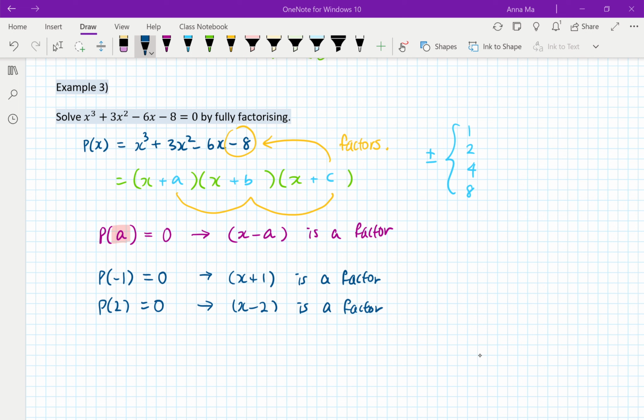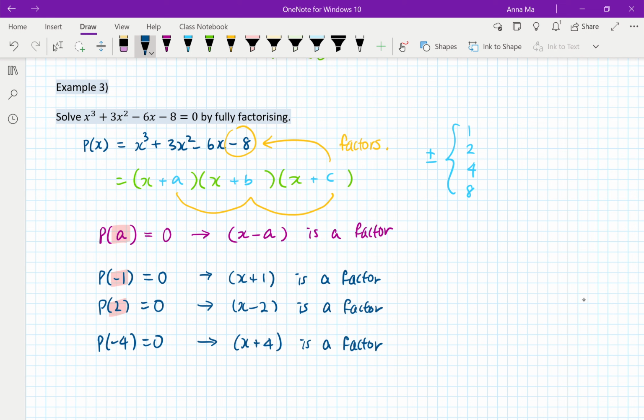Let's try -2. Nope. Actually, I can use a strategy here. I already know the two numbers are -1 and 2. If you multiply that, that gives me -2. And knowing that it has to be -8, I know the other one has to be -4. So let's try that. -4 straight away. Bingo. So I can see that P of -4 is equal to 0, suggesting that x plus 4 is a factor.